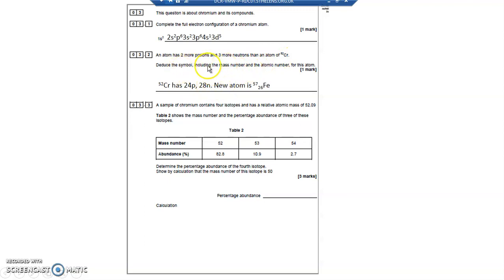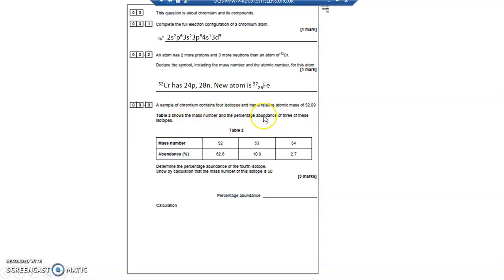Now it says, deduce the symbol of an atom that's got 2 more protons. Instead of 24, it's now got 26. And 3 more neutrons instead of 28. It's got 31. 31 add 26 is 57. So it's 57 26Fe. Sample of chromium contains 4 isotopes, relative atomic mass 52.09.